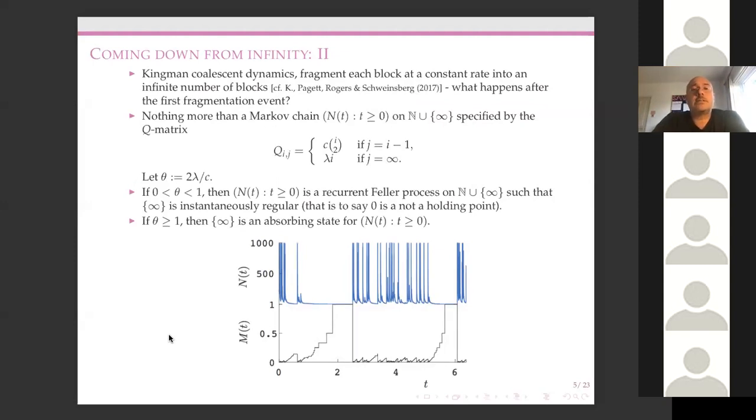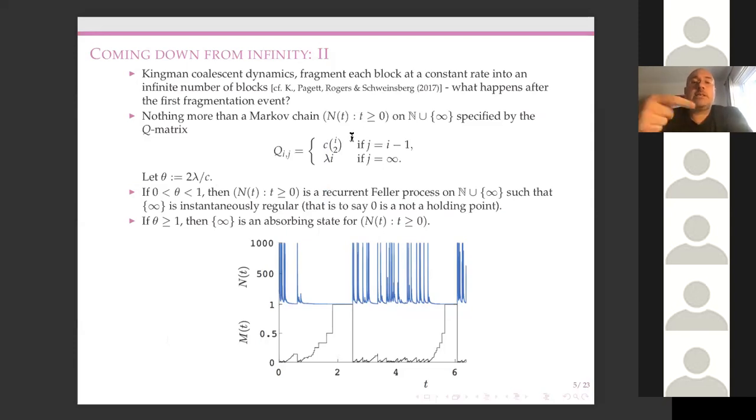So change the death chain and add in the feature that at a constant rate, each block will break. So blocks are merging. You see here, at the constant rate C, any two are merging at constant rate C. So a merger will occur at rate C times I choose 2 if there are I blocks in the system.